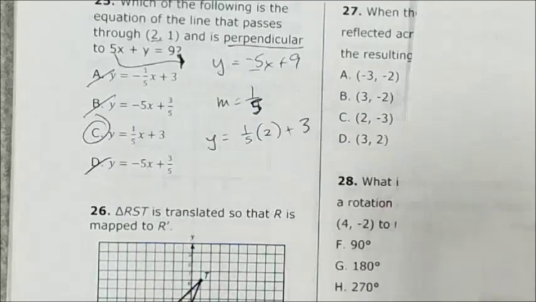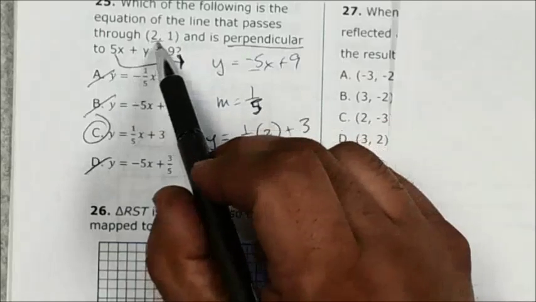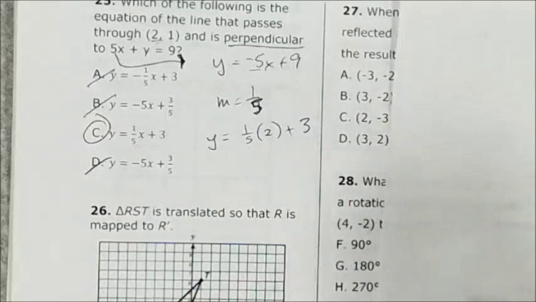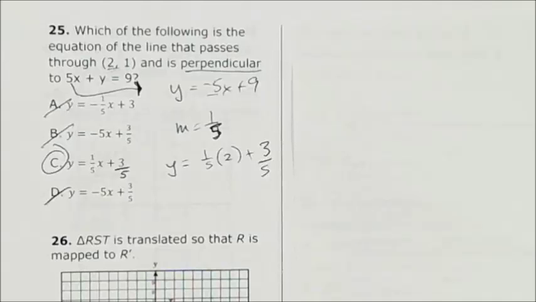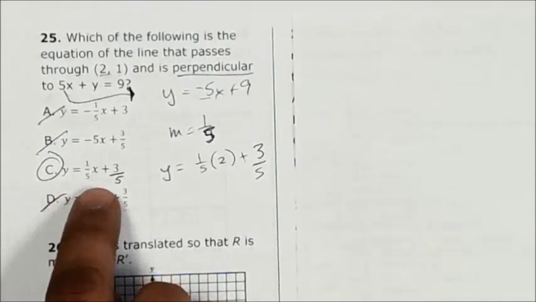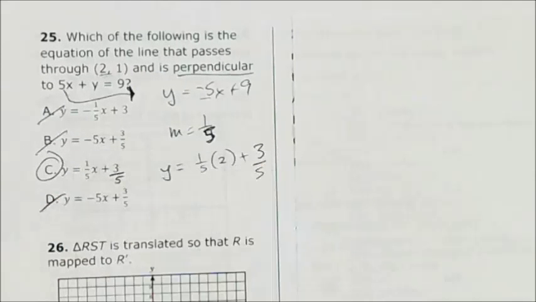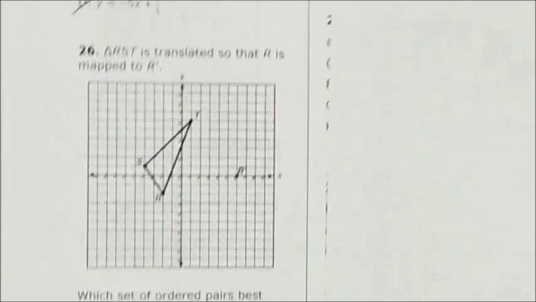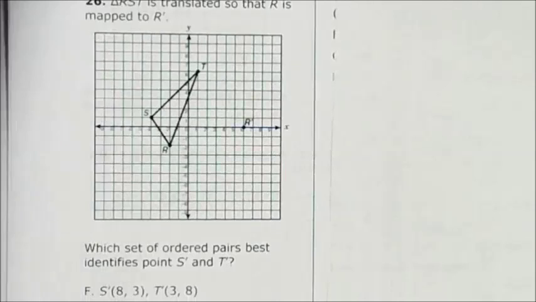And I want to check to see what my answer becomes, if I would get this 2, 1 as an answer. All right, looking at this, my apologies. This should actually be 1/5 x plus 3/5. You should have a fraction for the y-intercept. All right, moving on to number 26 right quick.